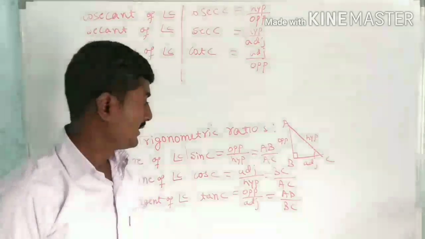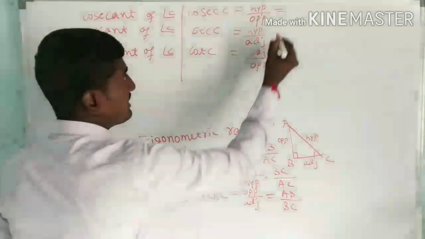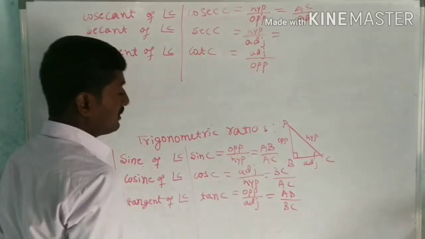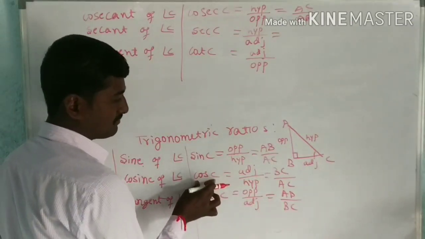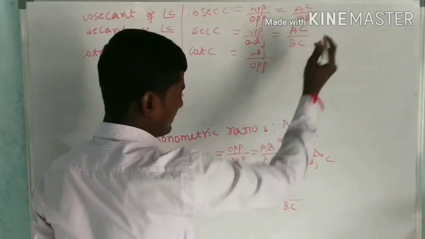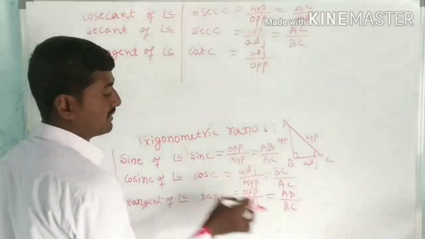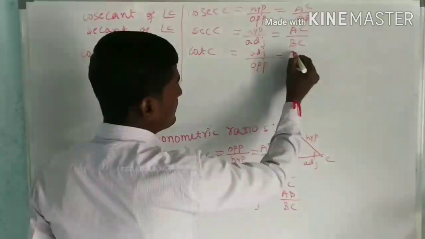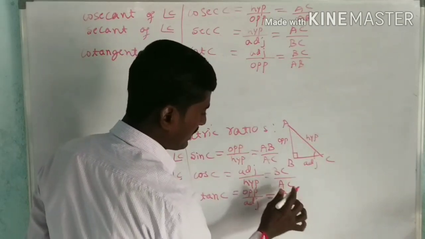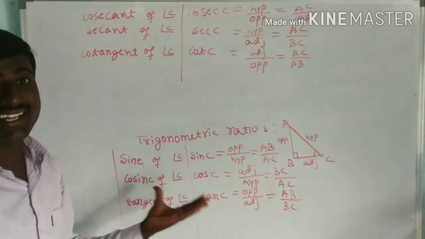Now for this also, cosec is the reciprocal of sine, so that is AC divided by AB. Now sec is the reciprocal of cos, that I can write as AC divided by BC. Then cot is the reciprocal of tan, so that I can write as BC divided by AB. Okay. So these are the six trigonometric ratios.